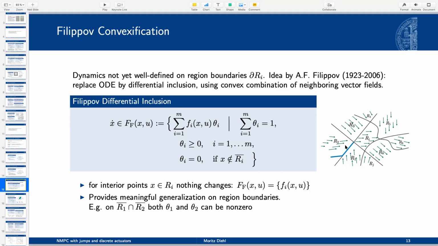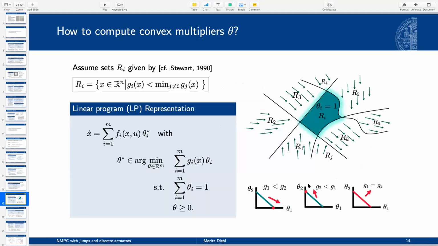So for example, if we look at these two boundaries, the closure of R1 and the closure of R2, if you intersect them, then you get this manifold here. And on this manifold, theta 1 and theta 2 can be non-zero. And in fact, these thetas will then become kind of algebraic variables, and they will just be chosen so that you stay on the manifold. That will happen later automatically.